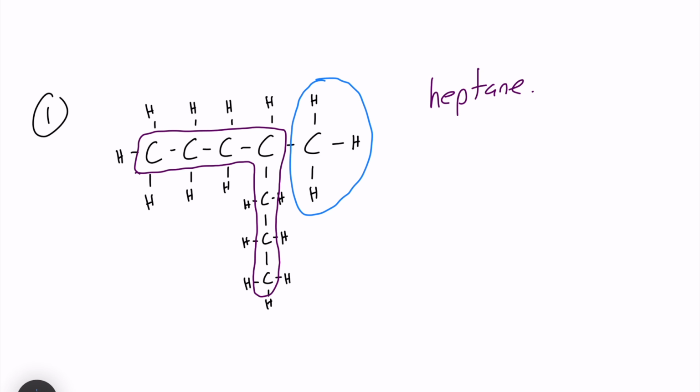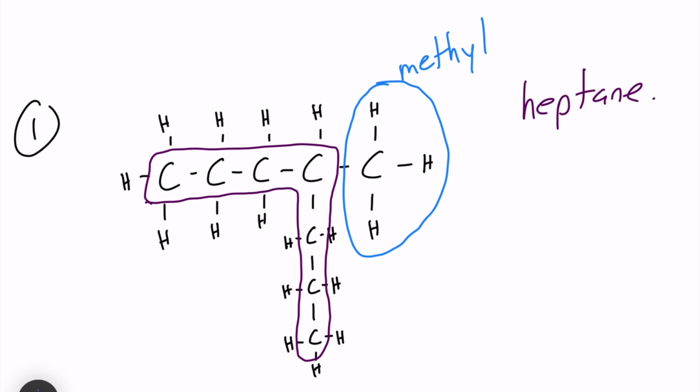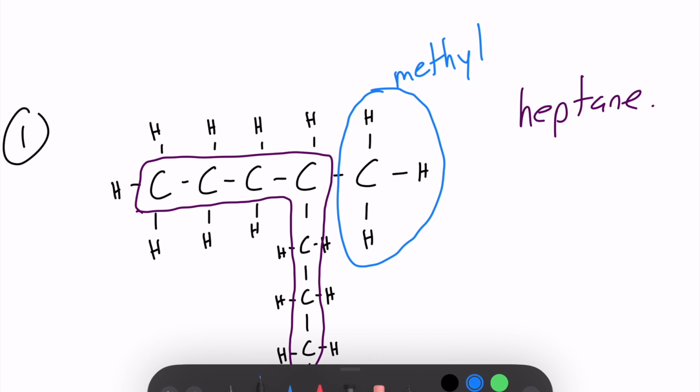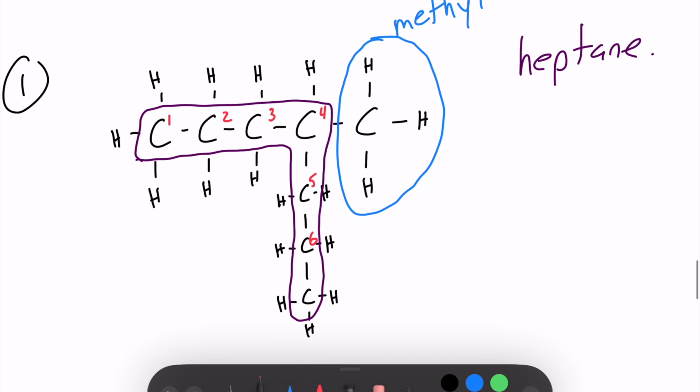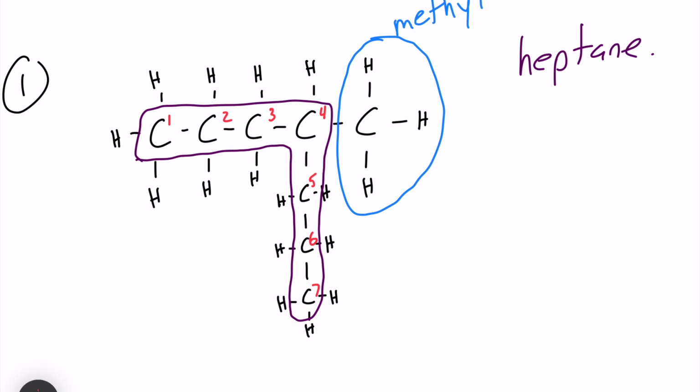Not part of the parent chain, we just have a methyl group. Okay, so let's number our carbons here, making sure that the carbon that the substituent is attached to is on the lowest possible number. Let's use red here, I'll try numbering it this way. So we have 1, 2, 3, 4, 5, 6, and carbon 7 down here. In this case, our methyl group is attached to carbon number 4.